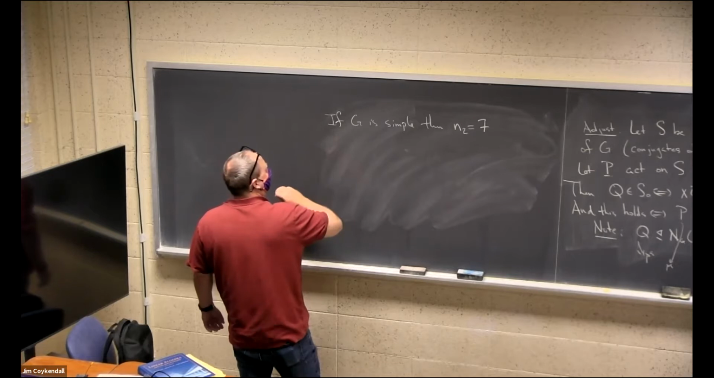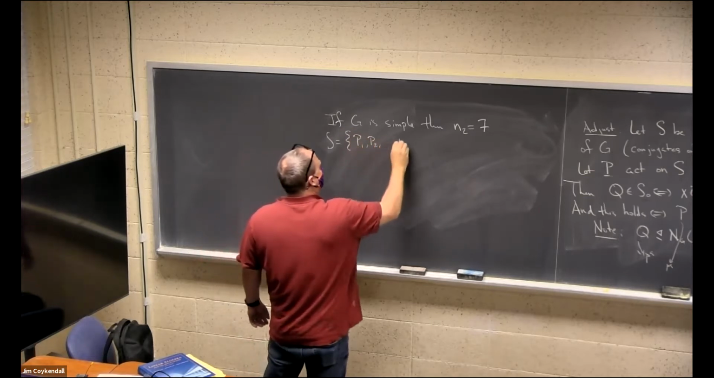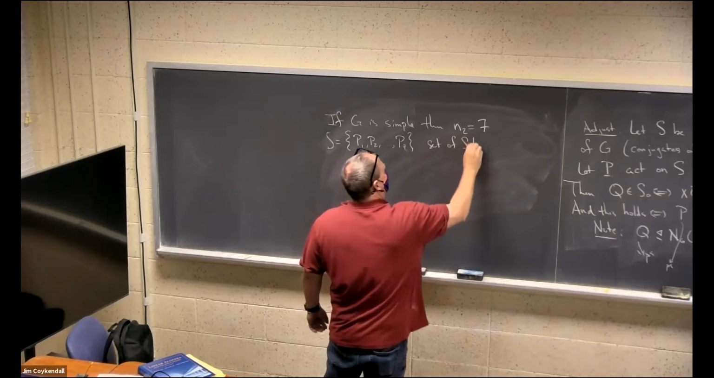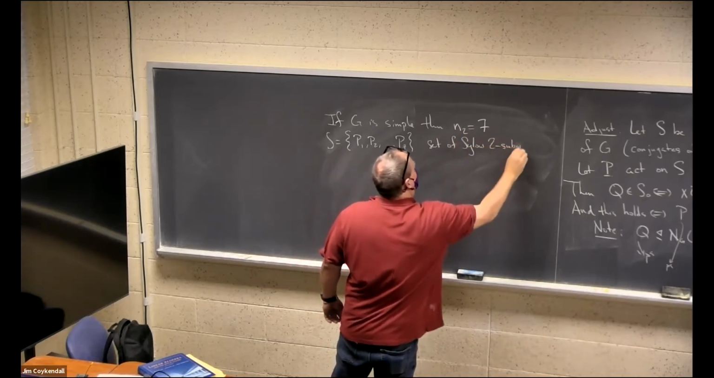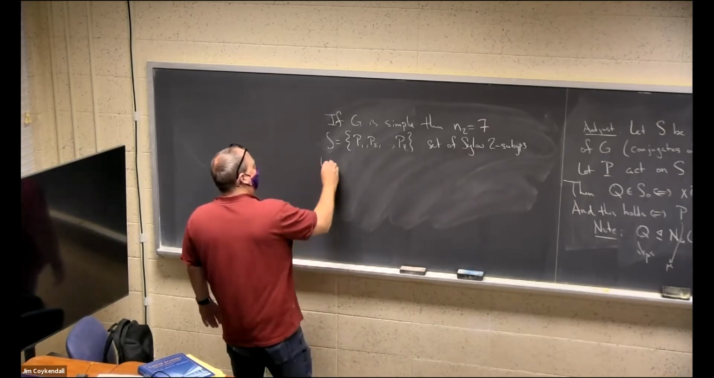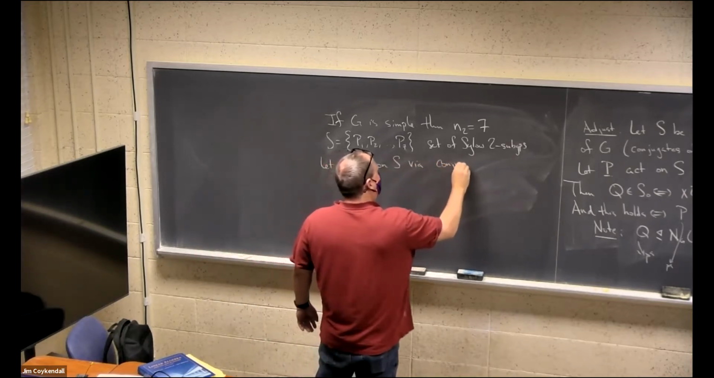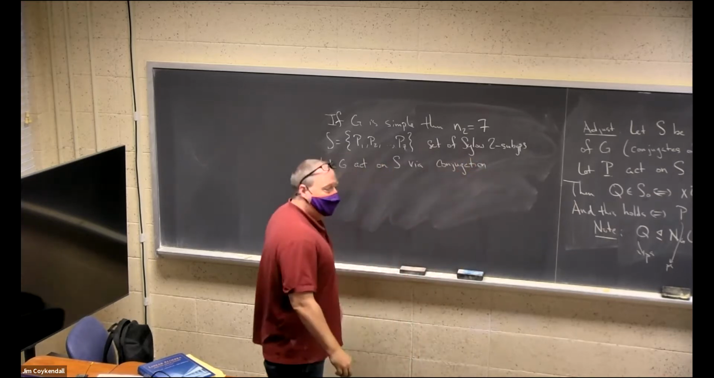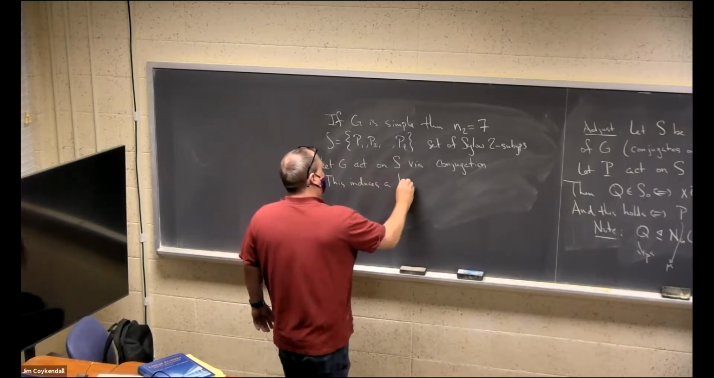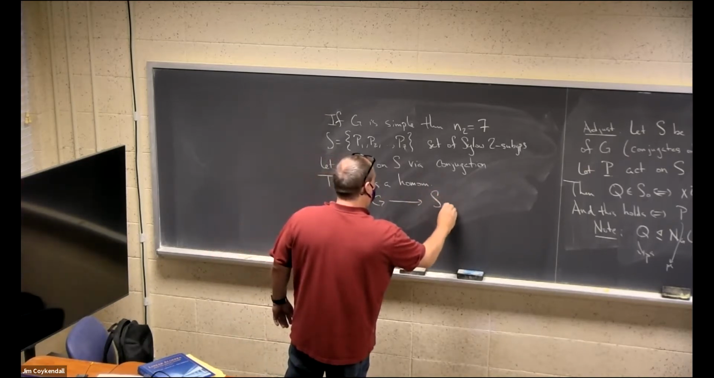Well, let S be the set of Sylow 2-subgroups. There's 7 of them, right? Let G act on S by conjugation. And this induces a homomorphism, we'll call it phi, into S7.